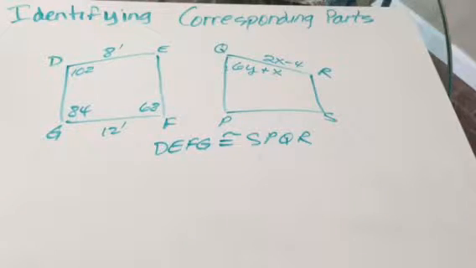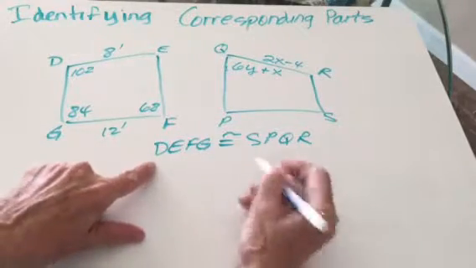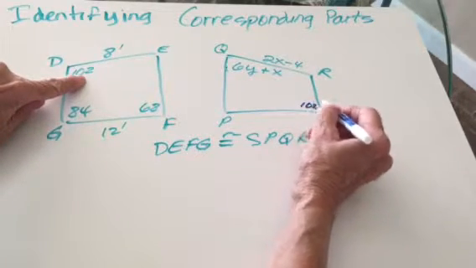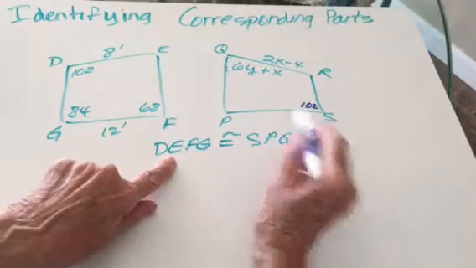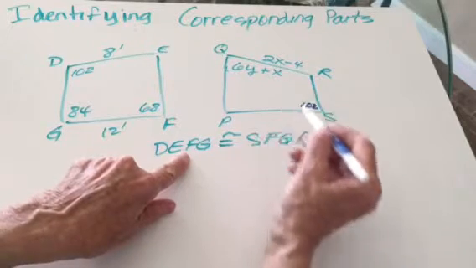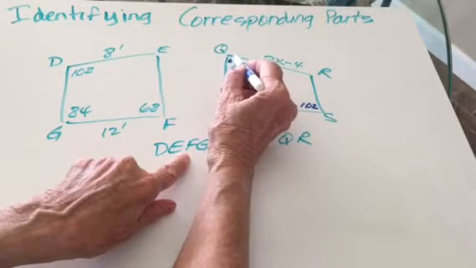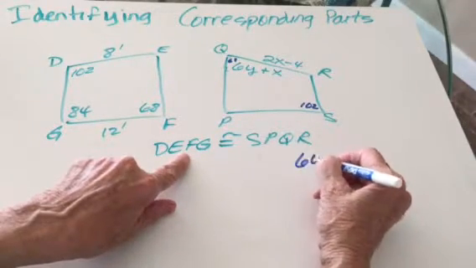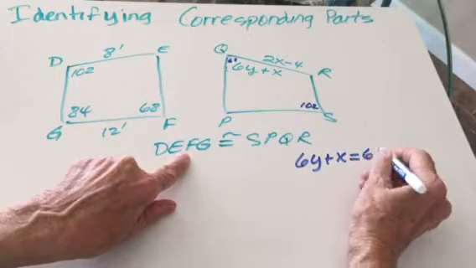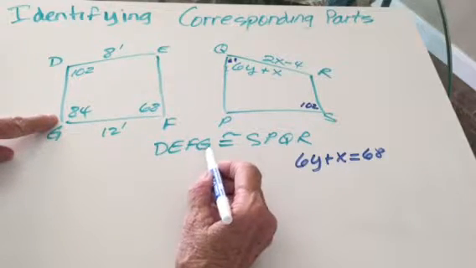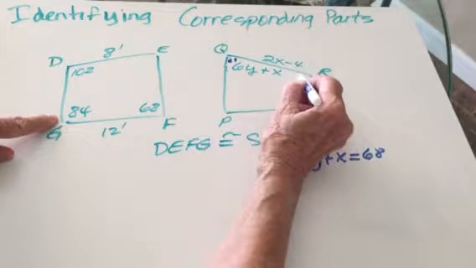Okay? All right. Well, with that in mind, look what I can do. D goes with S. S is 102 because this is 102. See that? E, do I know what E is yet? No, I don't know yet. F is what? 68. So Q is 68. Well, this little guy is 68. Well, it's also 6y plus x, right? So I'm going to write this down. 6y plus x is 68. I know that much. What else? The 84. So G, where's G? The last one. G is 84, so R is 84.